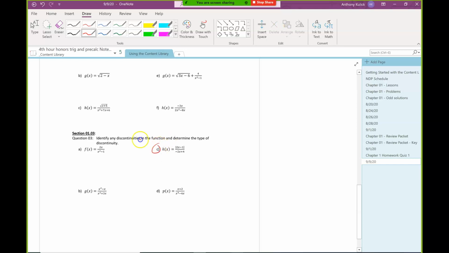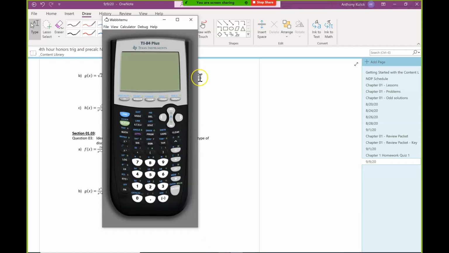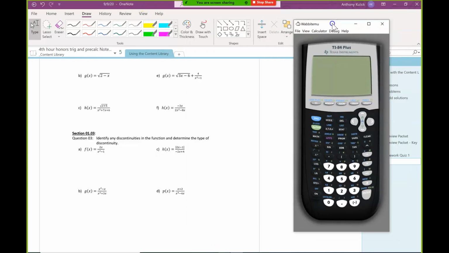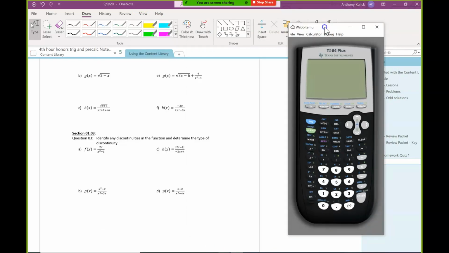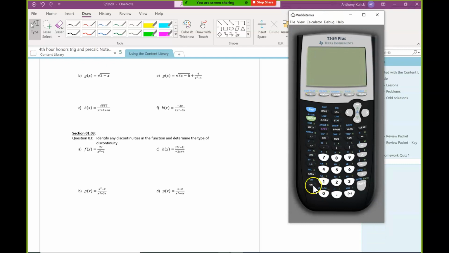So we're talking about this one right here, right? Okay. So identify any discontinuities in the function and determine the type of discontinuity. So one way you could attack this right from the jump is to look at the graph. So let's do that as just a starting point, and we'll talk about algebraically what you could do after that. But this is a pretty good starting point to just start by looking at the graph.